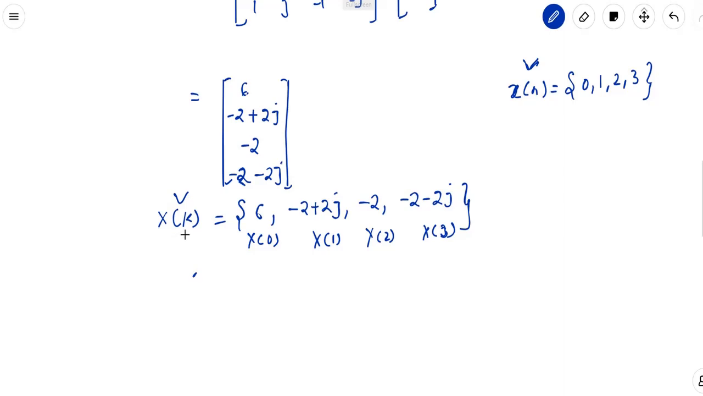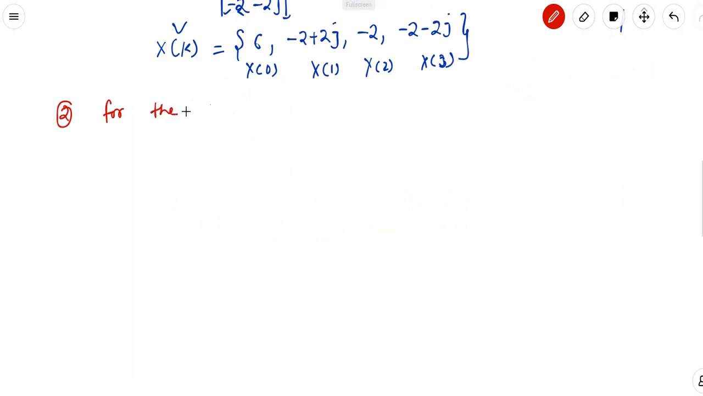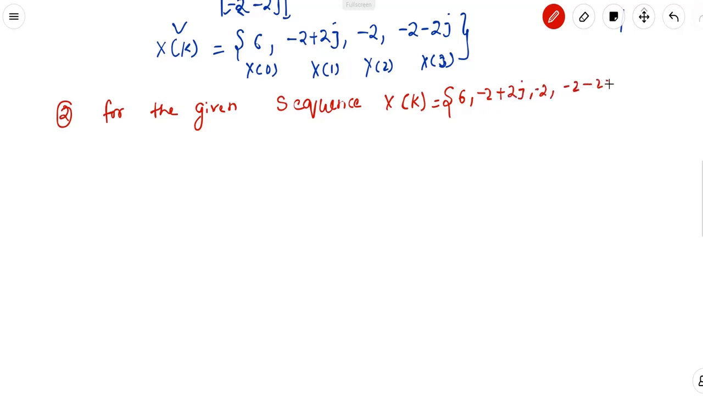We have calculated the DFT value using linear transformation, that is nothing but the matrix method. So we'll go for the next problem. For the next problem, we will take the same value and calculate the inverse DFT using the same method. So the second problem: for the given sequence X of k is equal to 6, minus 2 plus 2j, minus 2, minus 2 minus 2j. Now for this sequence we are going to calculate the IDFT using the matrix method.